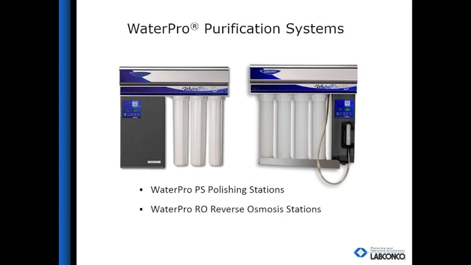The WaterPro purification systems can be organized into two categories: reverse osmosis systems, or RO systems, and polishing systems, or PS systems. In these categories, I will review the introductory information for each water purification system and the primary features and benefits of the purification components.